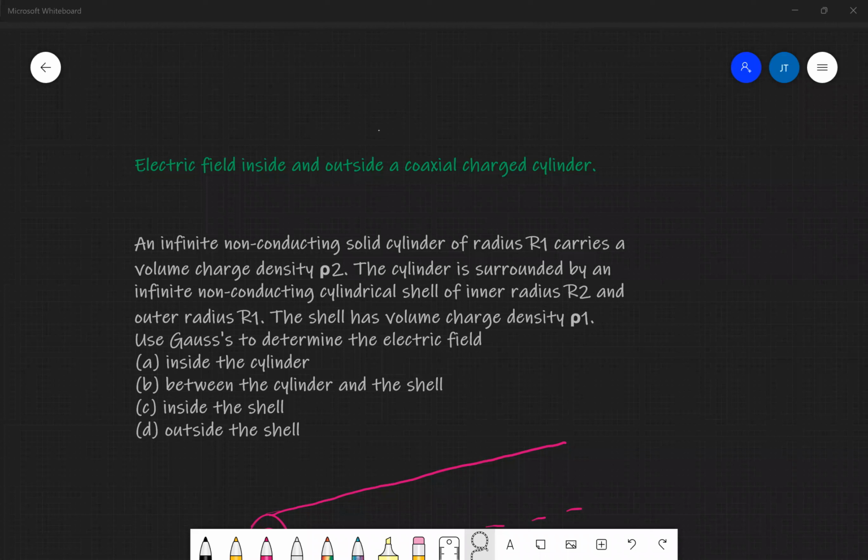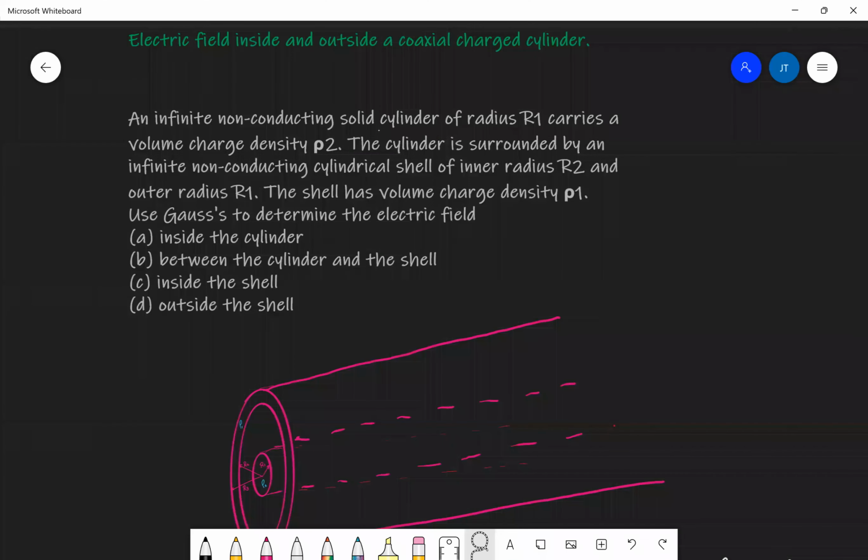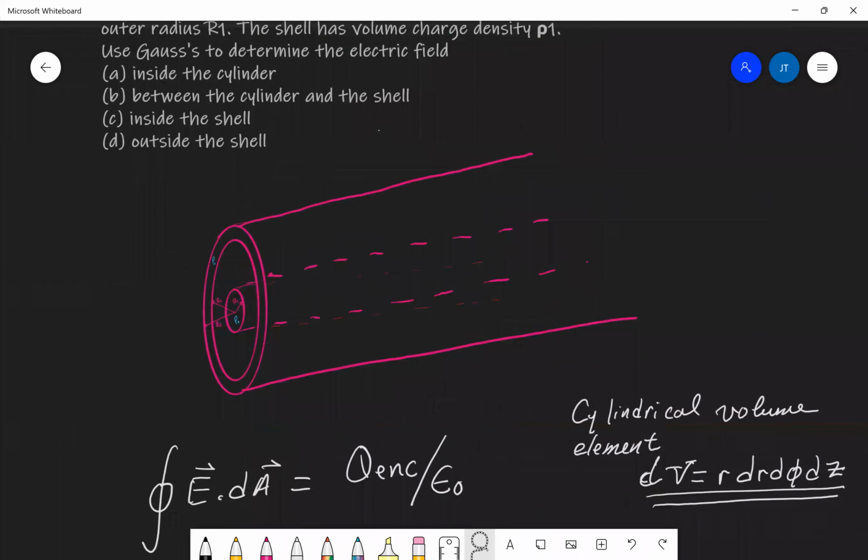Okay, this problem, also an electrostatic problem, where we use Gauss's law to compute the electric field in a coax cylinder like this. So what do we have?